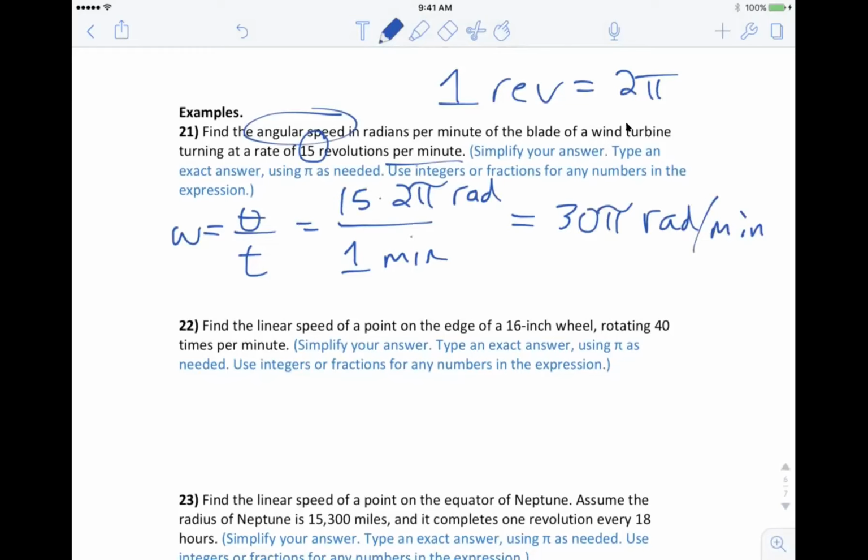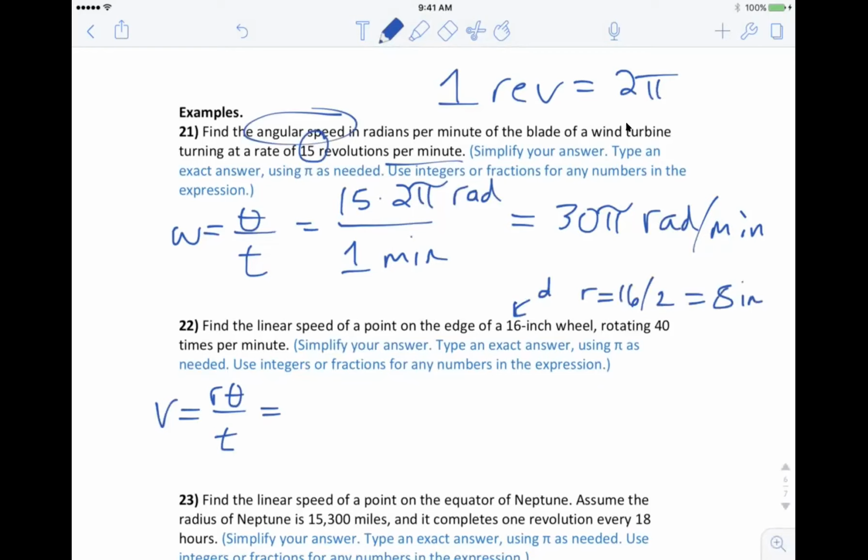How about linear speed for number 22? For the linear speed, I've got v equals, I know it's s over t, but I like to just jump right to r theta over t. That's typically what's given on these problems. The speed of a point on the edge of a 16-inch wheel. That one's a little unclear. Is that 16 inches a radius or a diameter? Typically, if it doesn't say radius, it's probably diameter. So let's assume this is diameter. Then the radius is going to be that divided by 2.